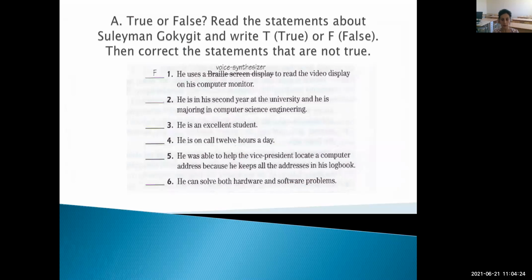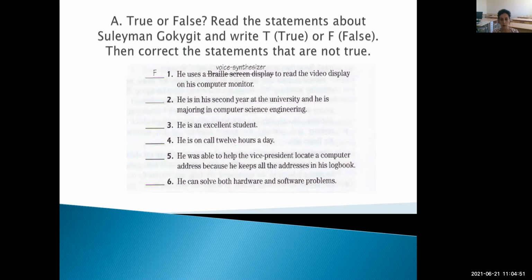The next activity is a true-false statement exercise, where you have to write false or true as given in the bracket. We have the first example here. Read the statements about Suleiman Gokit and write true or false, T or F. Then correct the statements that are not true. So you have to write false, plus you have to correct what is wrong in the sentence as well.